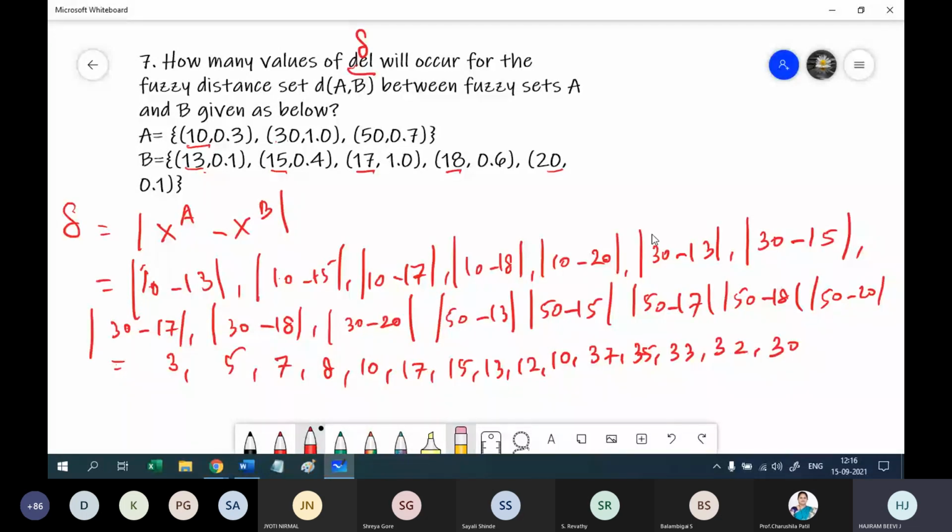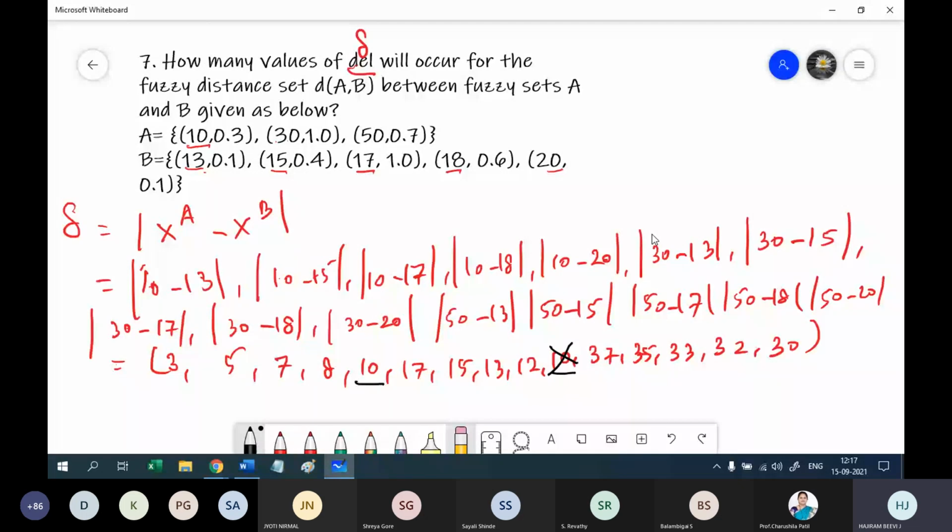So check the duplicate values. Any redundant value here? 3, 5, 7, 8, 10, 17, 15, 13, 12, 10. So 10 occurs 2 times, which means this one we don't consider in the calculation of distance.